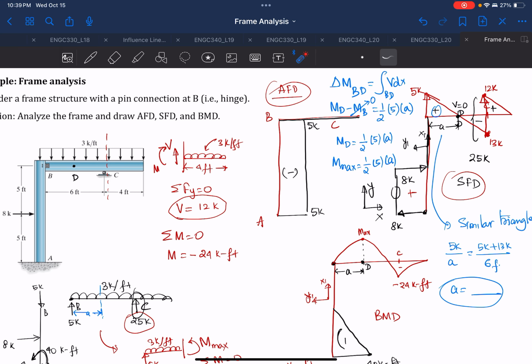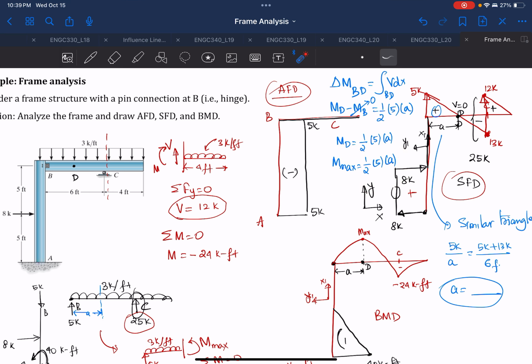the relationship between moment and shear force diagram by saying that the change in the bending moment from B to D is equal to the integration, or the area, of the shear force diagram from B to D. Because the change in moment from B to D will be MD minus MB, and MB we already know is equal to 0, and this area from B to D is a triangle, so we know that it will be half base into height, and from there you can find your maximum moment.